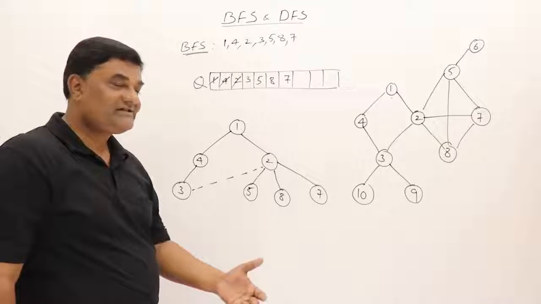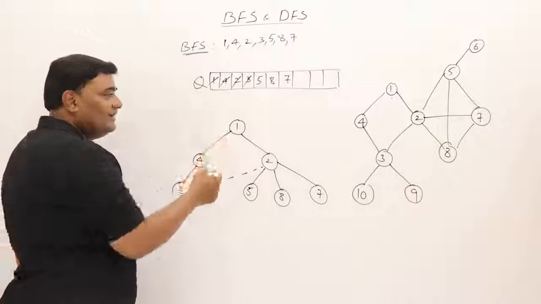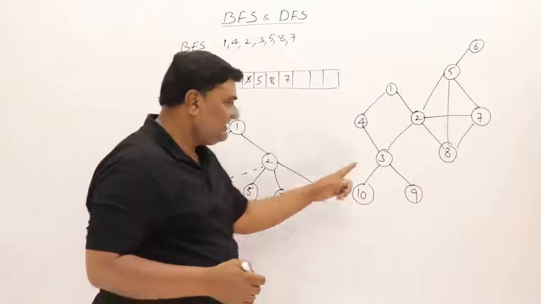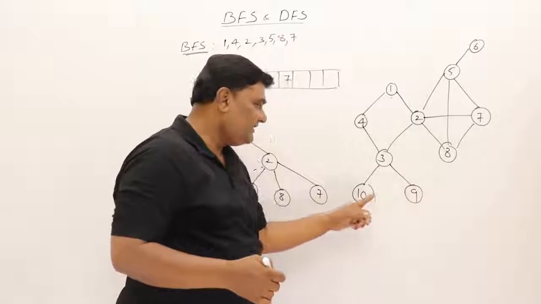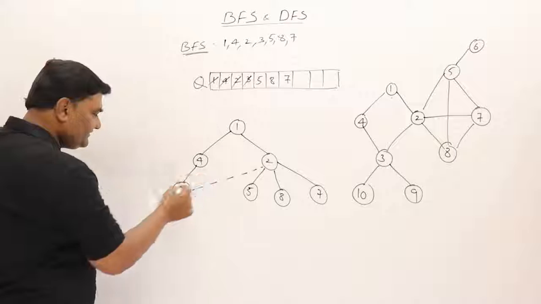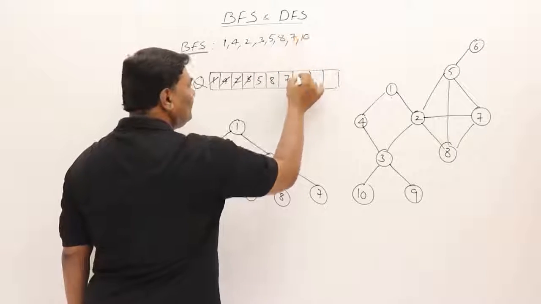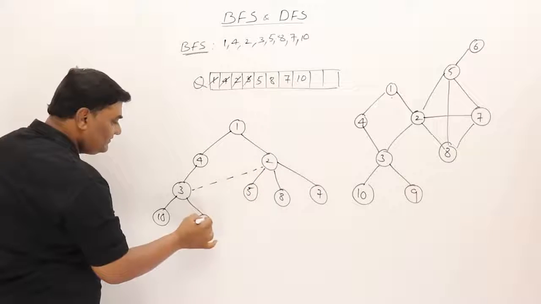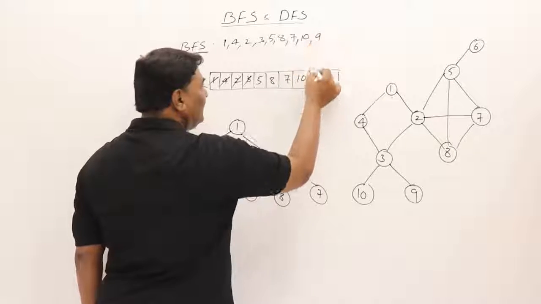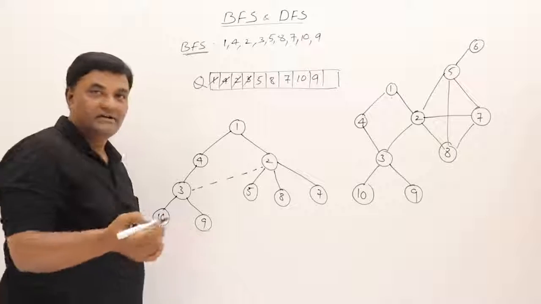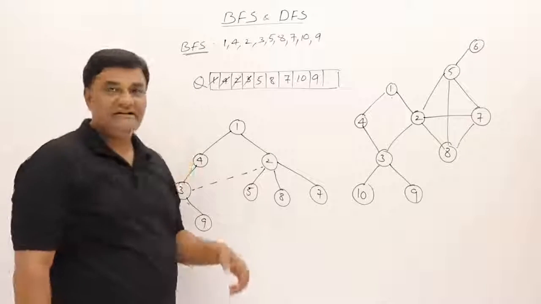Now select the next vertex for exploration. Who is that? 3. Is there any adjacent vertex for 3? Yes. 2, 8, 9 and 10. So 2 is already visited. So first I will take 10, and then 9. Add it to Q. Complete it. 3 is completely explored.